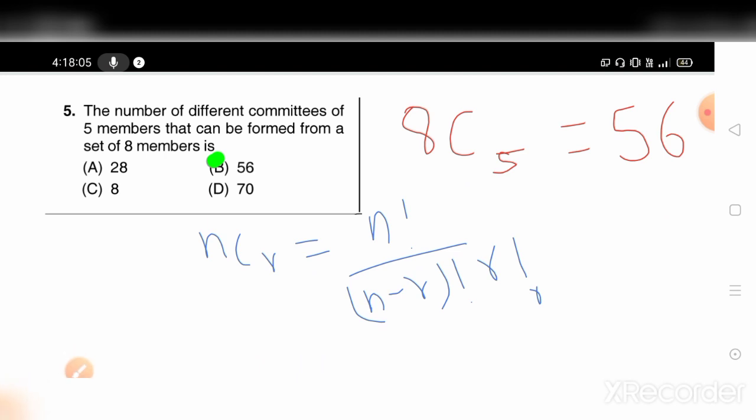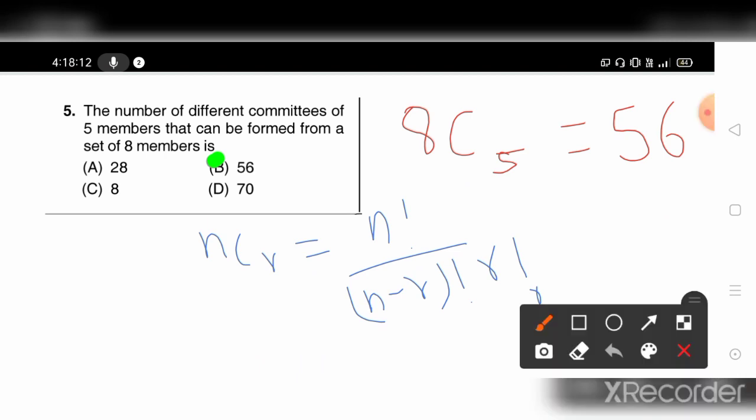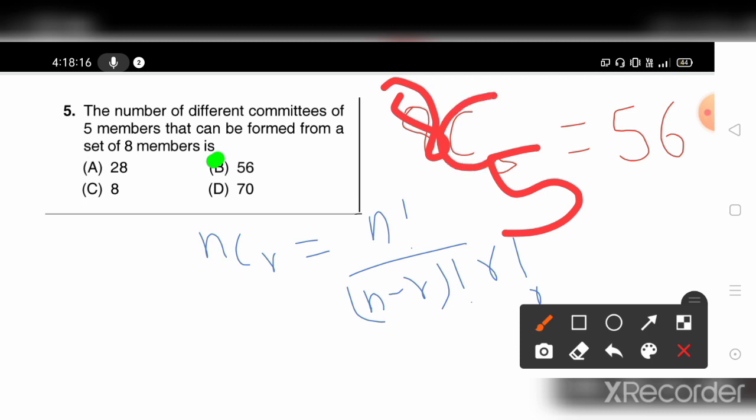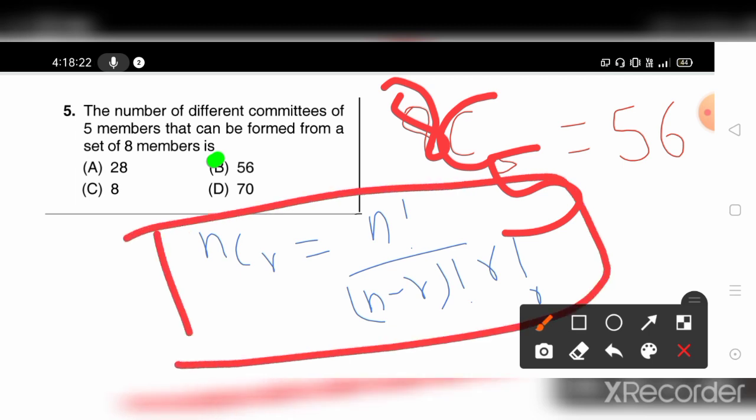The number of different committees of 5 members that can be formed from a set of 8 members, that is 8C5, is 56. What is the nCr formula? n factorial upon (n minus r) factorial into r factorial. So option B is correct.